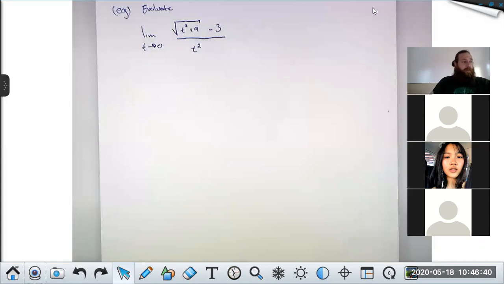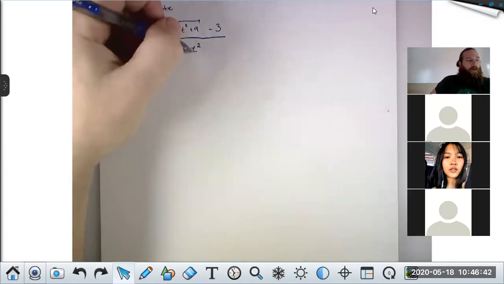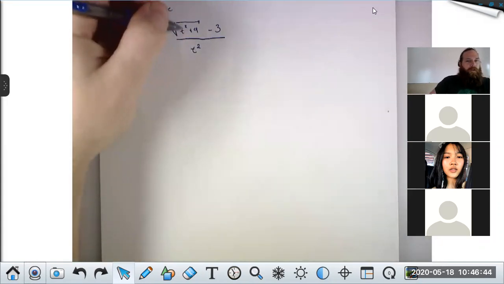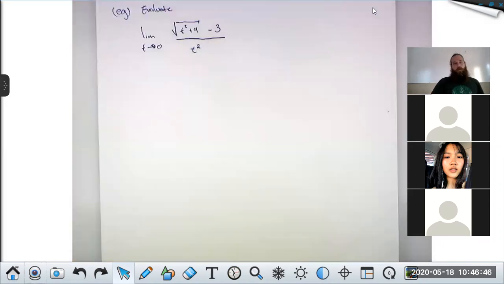I cannot cancel this t squared with this t squared, because this t squared upstairs is not a factor of the numerator. I would need to be able to factor the t squared all the way out from the top, meaning every single term up there would have to have a t squared in it before I can cancel. So just like last time, we had to FOIL out that one piece before we were able to factor and cancel. We're going to have to do something here. We have to do some sort of algebraic manipulation before I'm able to factor and cancel.